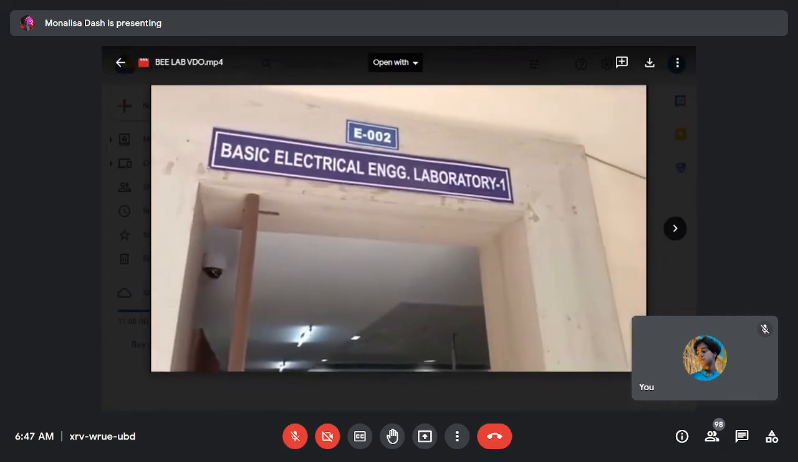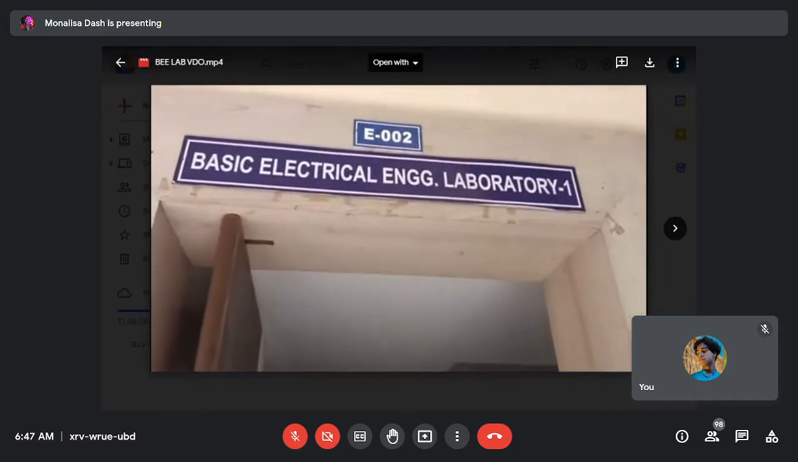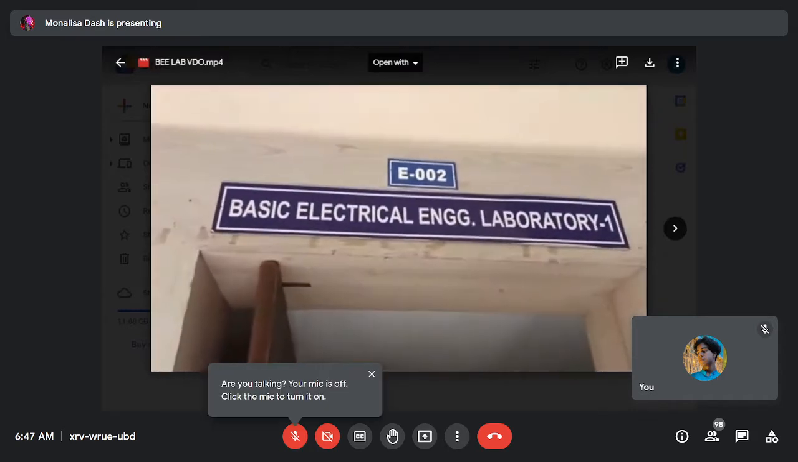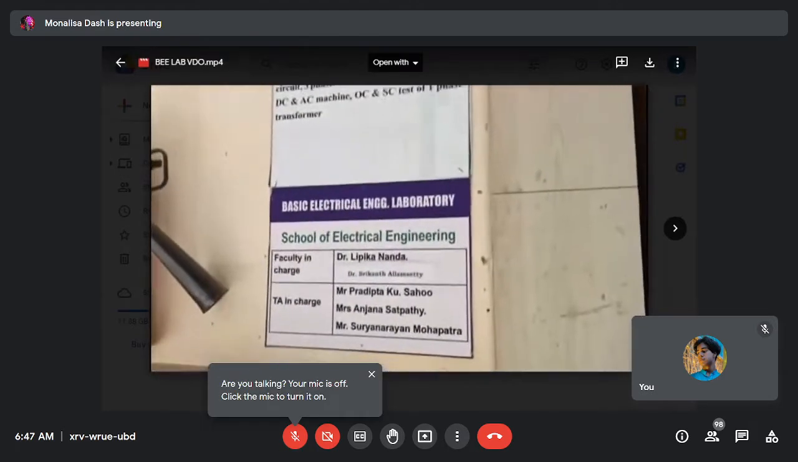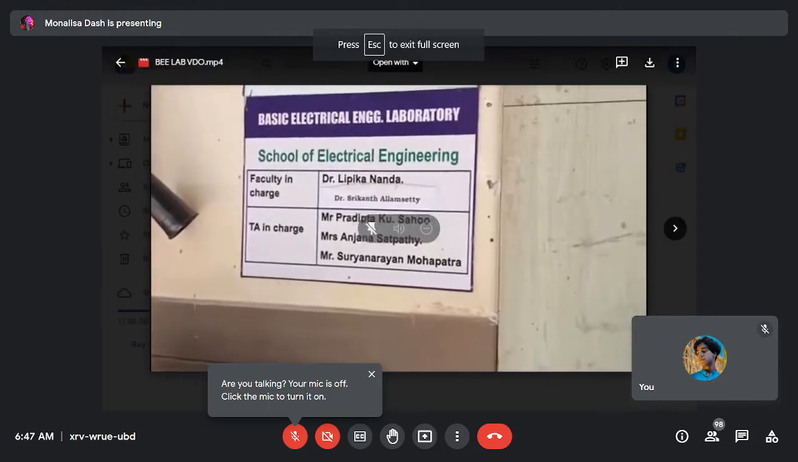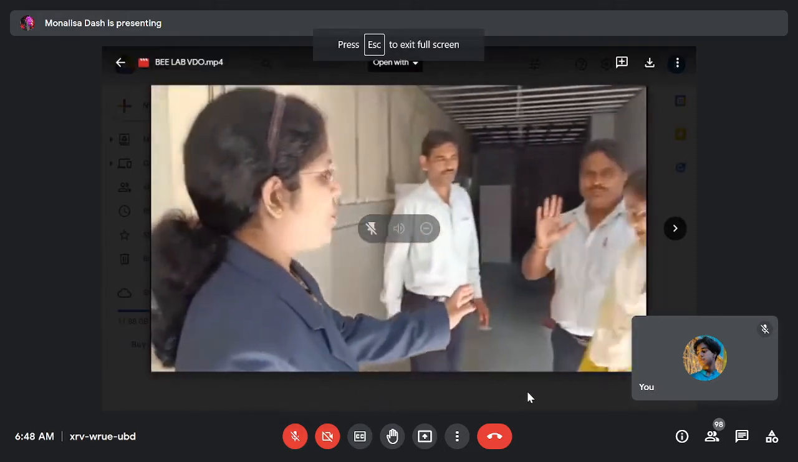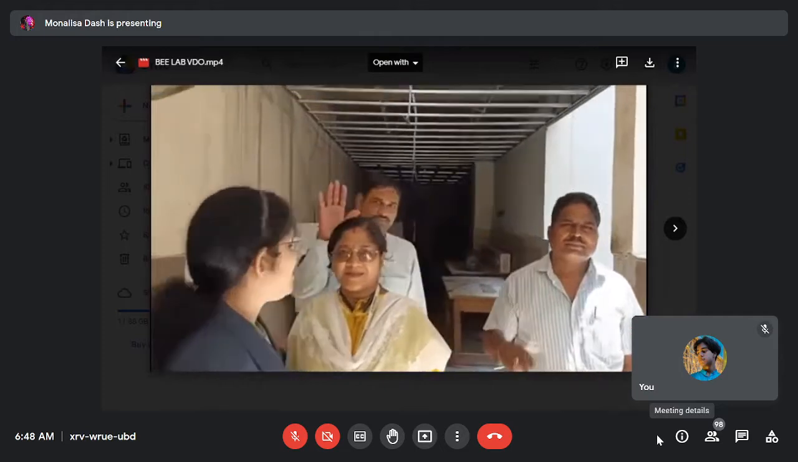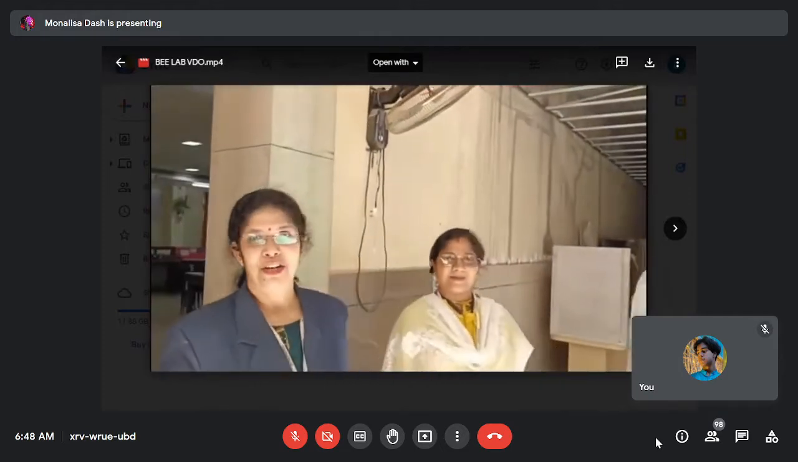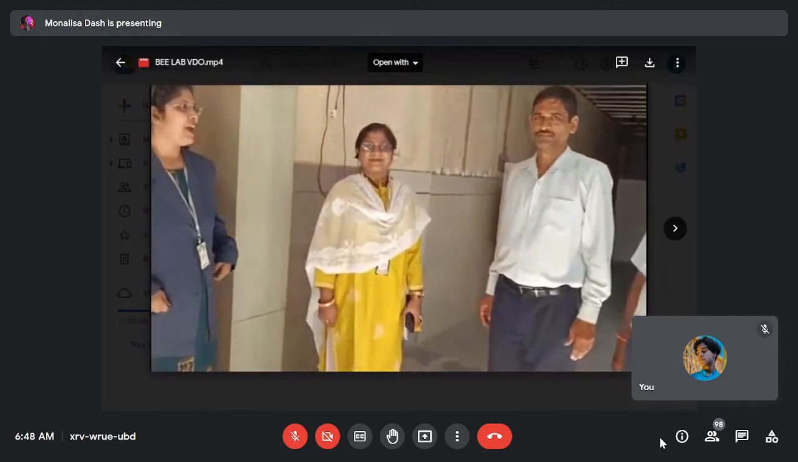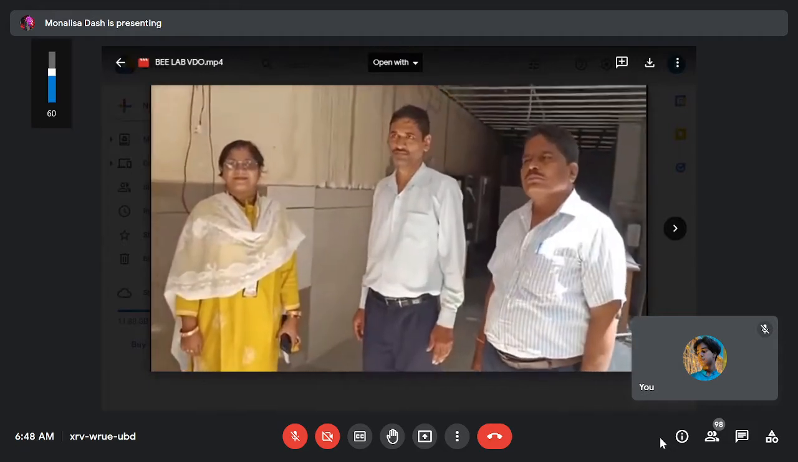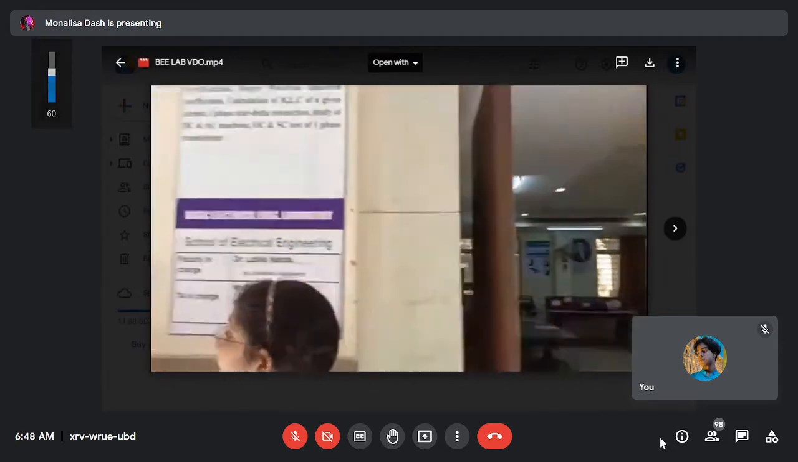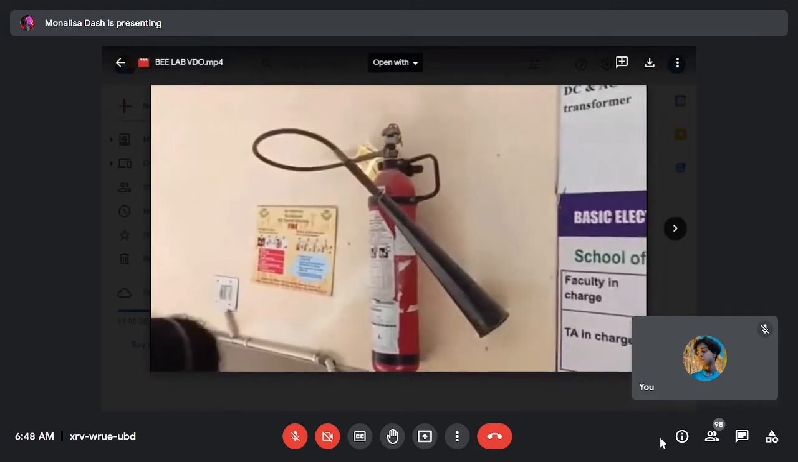Now we have reached our lab, Basic Electrical Engineering Lab. Along with me, Dr. Srikant Alam Sethi sir is there. And also I have Mr. Pradeep Kumar Sahu sir, Anjana madam and Surya Narayana Mahapatra sir. They are always there to assist me in every quarter of life. Here we have the fire extinguisher of Basic Electrical Engineering Lab.